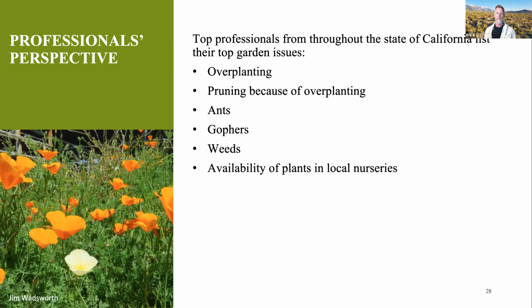Overplanting, pruning because of overplanting, ants, gophers, weeds, availability of plants in local nurseries, and left off the list are watering issues, overwatering or underwatering, especially with natives, right? I have to say, Eric, there are two issues I've found over all the years I've done this, especially as a landscape architect: excessive watering, and of course, as we're talking about today, just really bad maintenance. So yeah, but overwatering is key, really key to getting that under control.